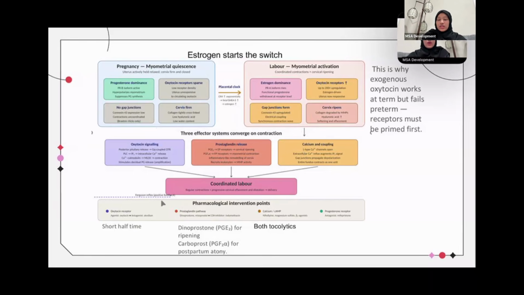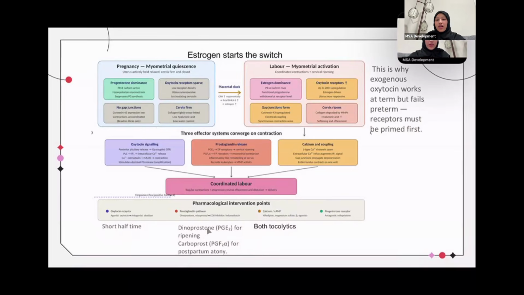Now, these are receptors that we talked about: oxytocin receptor, prostaglandin pathway, calcium pathway. Progesterone receptors also. But the main three are these three. And these three are the things that we want to tackle in terms of pharma. So for induction of labor or stopping labor, you can give oxytocin agonist or antagonist, depending on what you want. Prostaglandins have a short lifetime, for example.